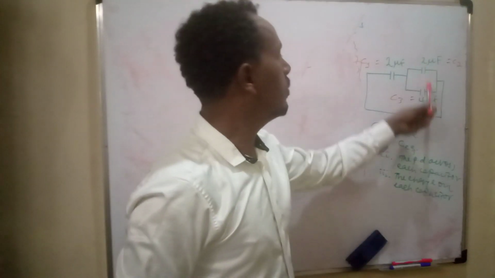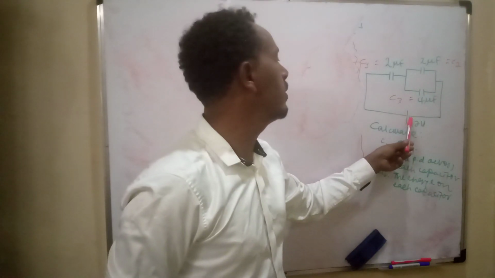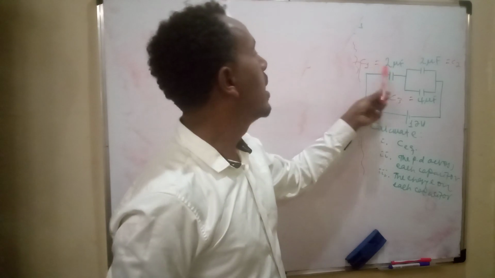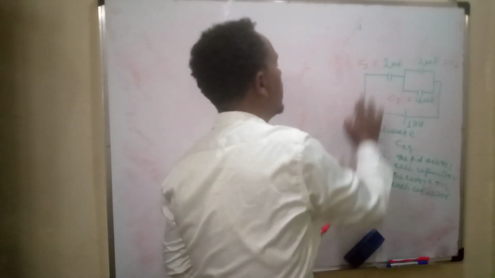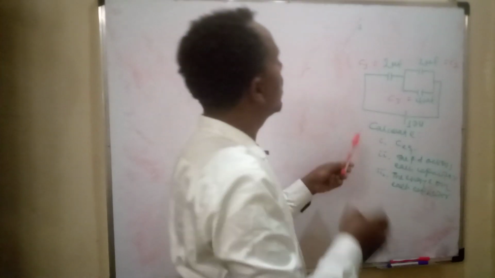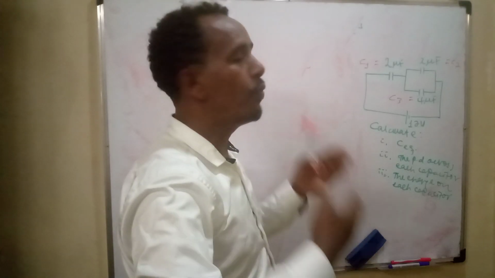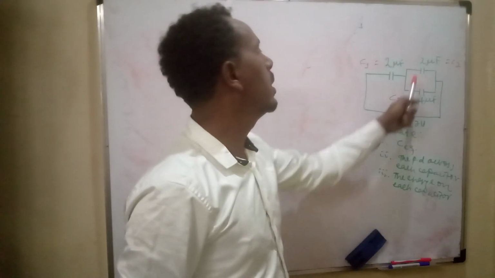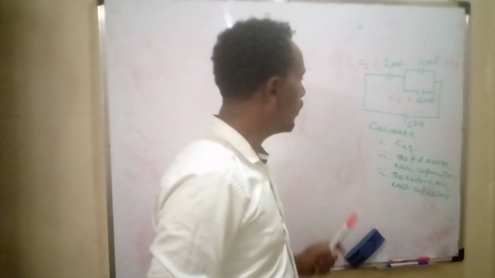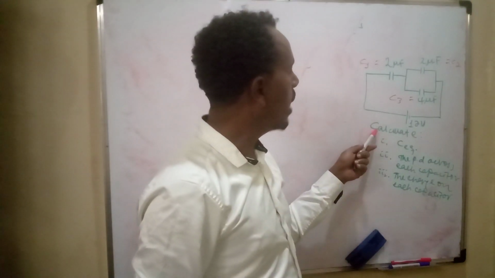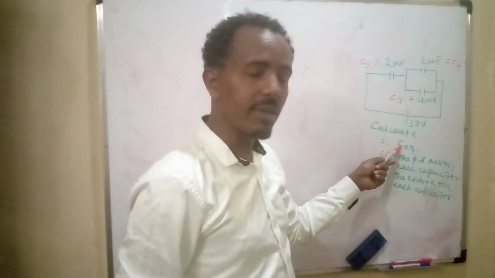Look, capacitor 2 and capacitor 3 are connected in parallel within the battery, whereas capacitor 1 is connected in series within the battery. Therefore, this circuit contains both series connection and parallel connection of capacitors. The question says to calculate the equivalent capacitance, meaning the total capacitance.